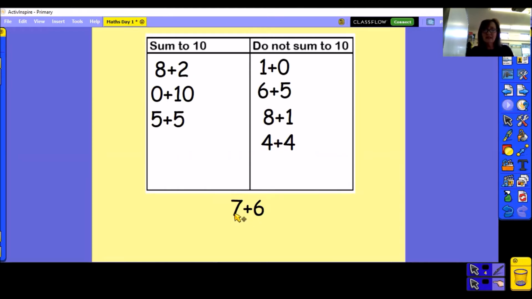7 add 6, this is our final one. Well, if we know that 5 and 5 is 10, 7 add 6, just too big, isn't it? Because each number is too big. Okay. So now we're going to watch a video.